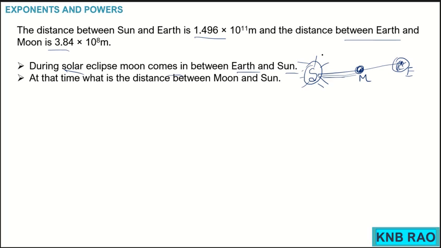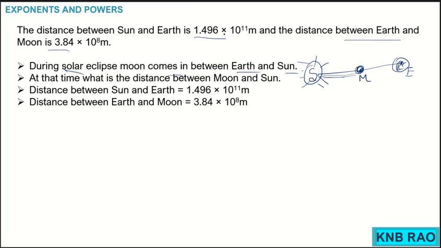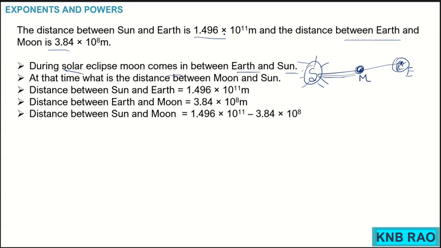So distance between sun and earth minus distance between moon and earth becomes the distance between sun and moon. So the difference between these two numbers I have to find out. Obviously we need to find the difference, a subtraction operation. But before doing the subtraction operation, I must take the power of the same. Compulsory, you need to make the power of the same 10.